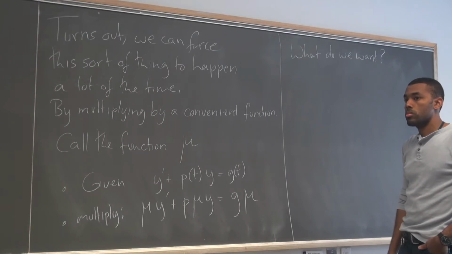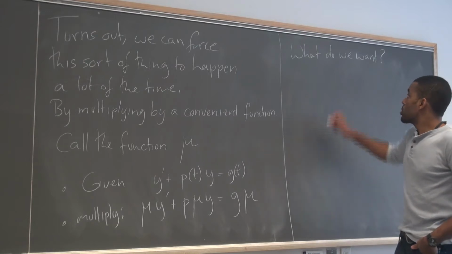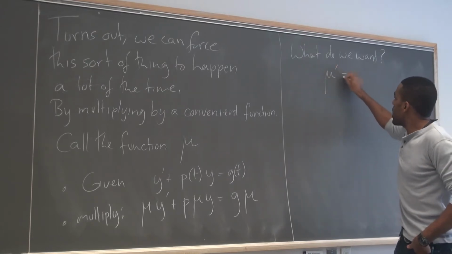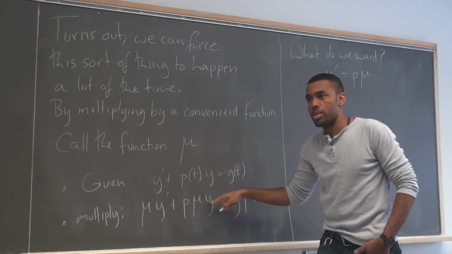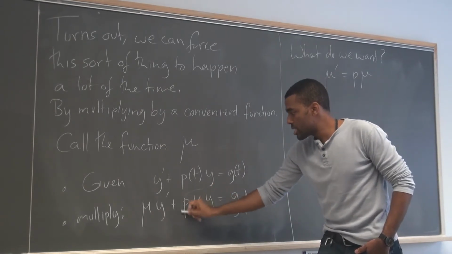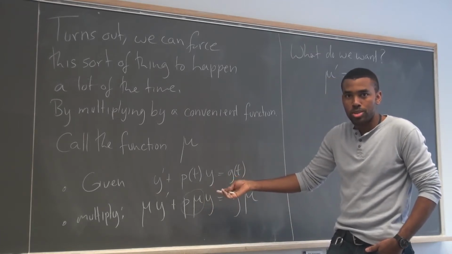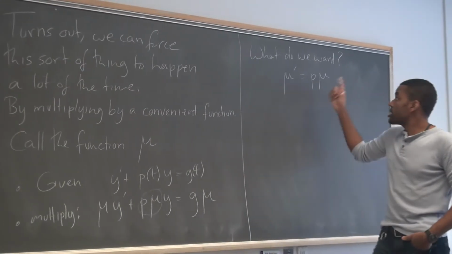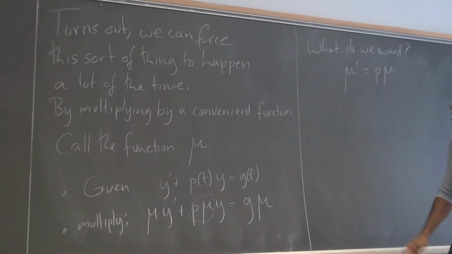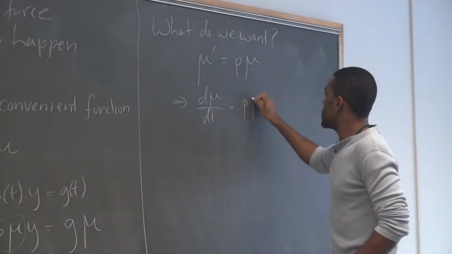So the only function that would fit would be... Not necessarily, no. Mu prime is equal to p of t times mu. Right. Mu prime would have to be equal to p times mu, because this has to be mu times y prime plus mu prime times y. That would be the product rule. So what we need is for this to be mu prime. If that's true, we can do the product rule, right? So we need to multiply by some function such that this becomes true. In other words, I need d mu dt to equal p times mu.